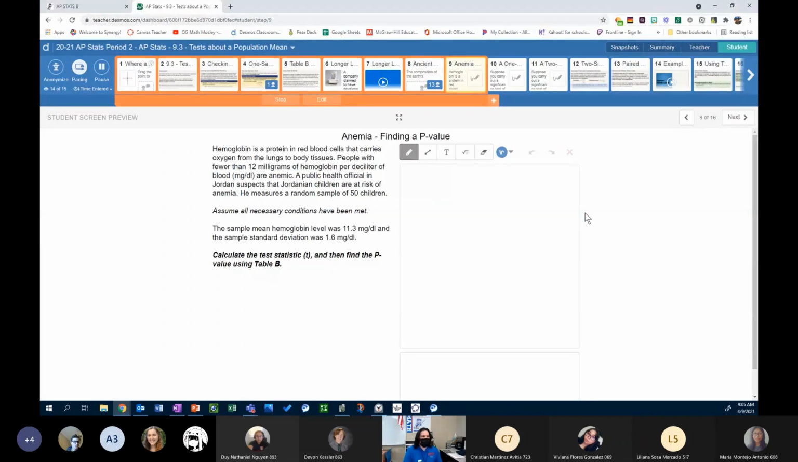So now we're going to practice finding a p-value using table B. So you should get a range of p-values for this question. And I will put a link to table B in the chat here. If you guys give me just a moment, I'm going to read through the problem first.